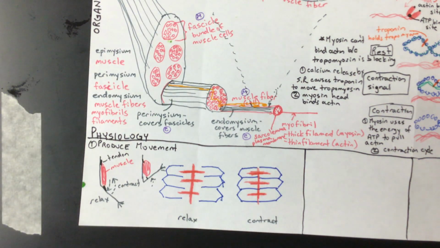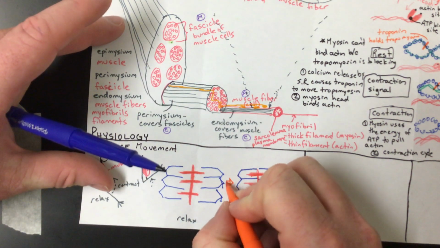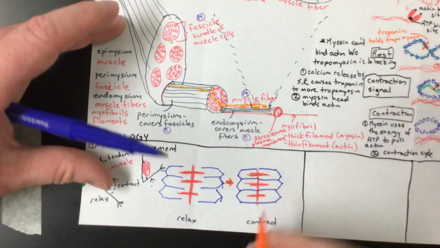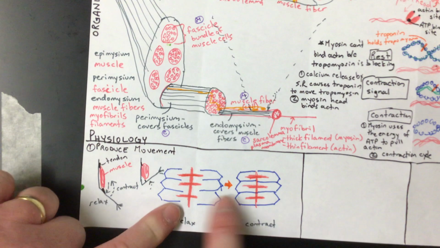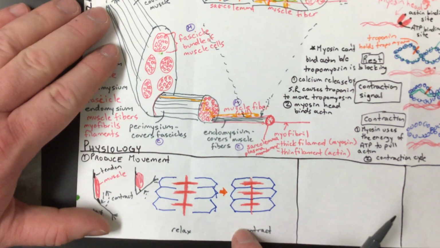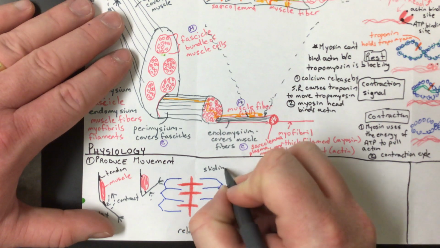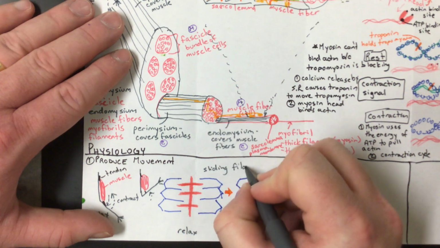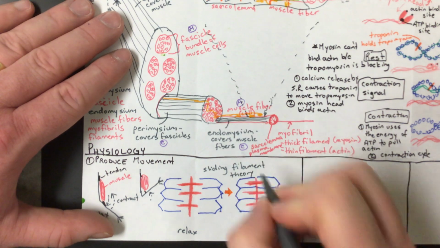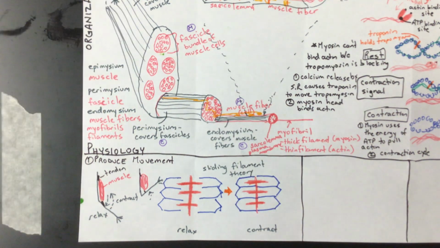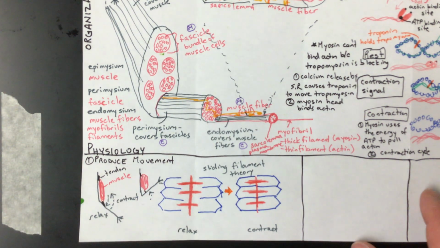So here's our contraction. I'm going to use orange to help us remember that calcium is involved in this process right here. And the fact that these thick and thin filaments slide over one another is called the sliding filament theory for muscle contraction. All right, so that's physiological function number 1. Skeletal muscle produces movement.